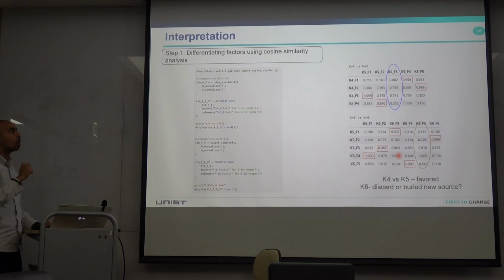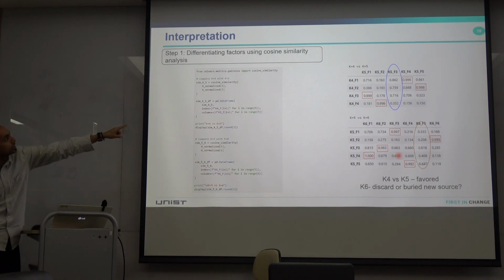Now again, how do you choose 4? We have 4, 5 and 6. How do we choose which one is correct? You can basically do a cosine similarity analysis of 4 sources, 5 sources, 6 sources, right? In each loop you have one source extra. Compare the similarities between each factor.